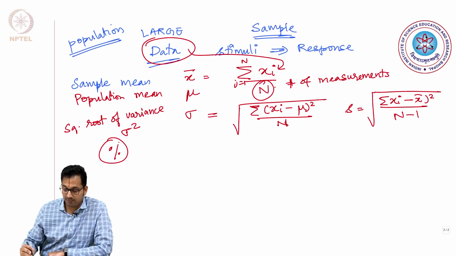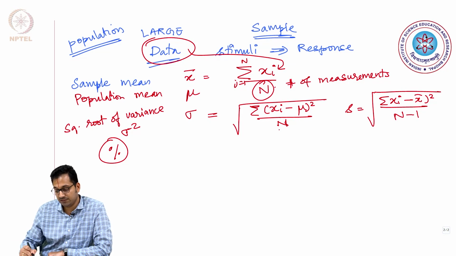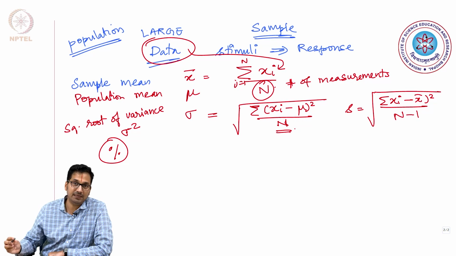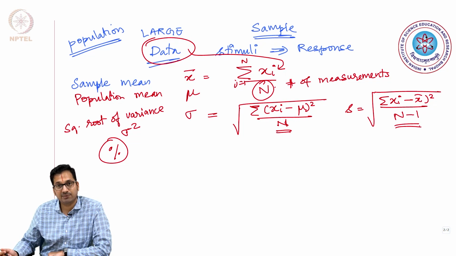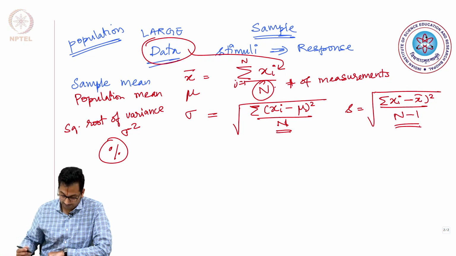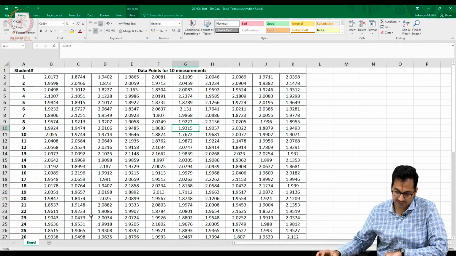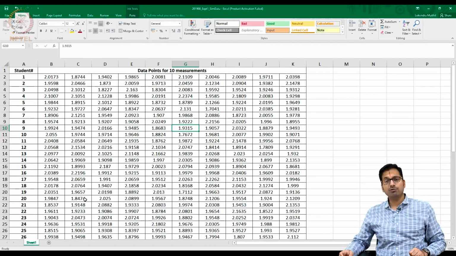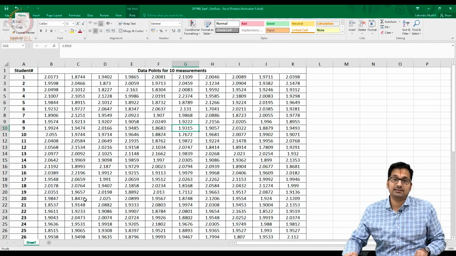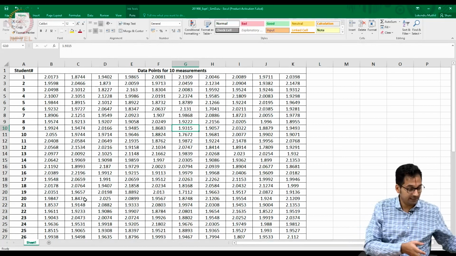So, now if you are able to do a good number of measurements, let us say 1000 measurements, it becomes a population standard deviation, while if you are able to make only 10 such measurements, it becomes sample standard deviation. So, this was the example that we saw in the previous class.